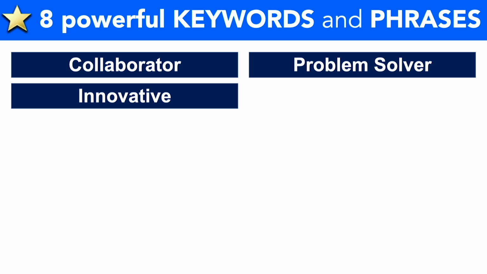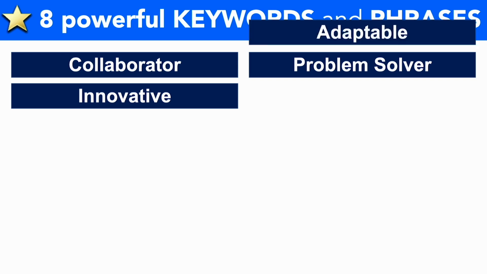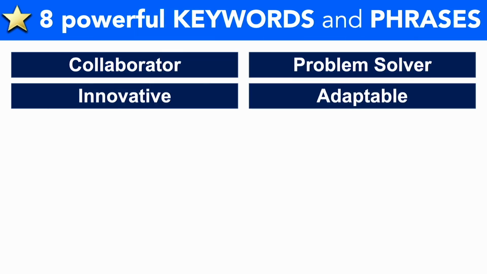The next powerful keyword that you must include in your CV is adaptable. Now, technology and project requirements can change rapidly, so adaptable developers can quickly learn new technologies, adjust to new methodologies, and pivot when project goals shift, ensuring that they remain effective and productive. Make sure you include adaptable on your CV.